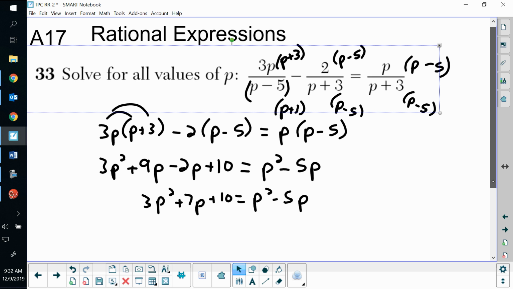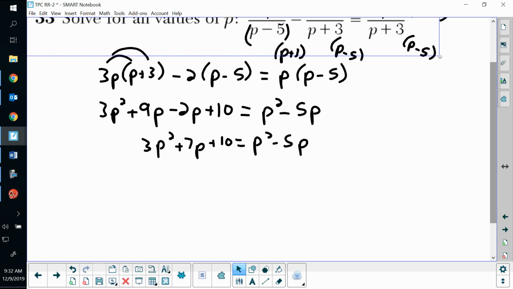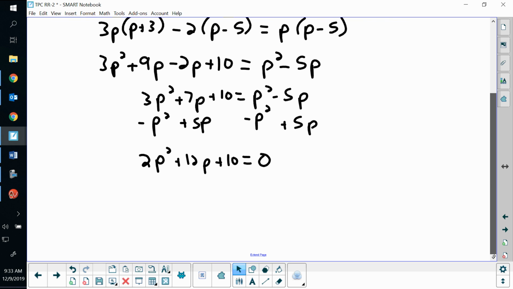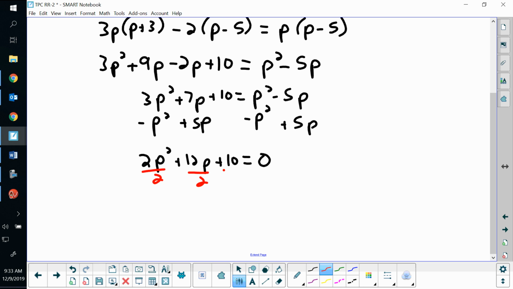When you have a mixture of p's and p squareds, or to the firsts and squareds, we want to get everything on one side so it's equal to 0. So we'll subtract the p squared over because we want to keep a positive squared term. And we'll also add the 5p over, giving us 2p squared plus 12p plus 10 equals 0. We can go ahead and divide everything by 2 to make our life easier. If we couldn't divide everything by something, we'd have to do the a times c method.